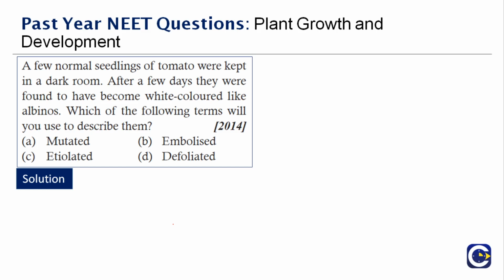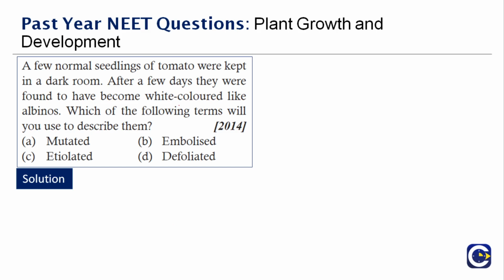So what do you mean by embolized? I told you what is mutation. It's a sudden change that occurs in any living organism. But apart from that, you also have factors which contribute to this mutation. The factors which include are UV rays and infrared rays, which actually trigger mutation in living organisms.